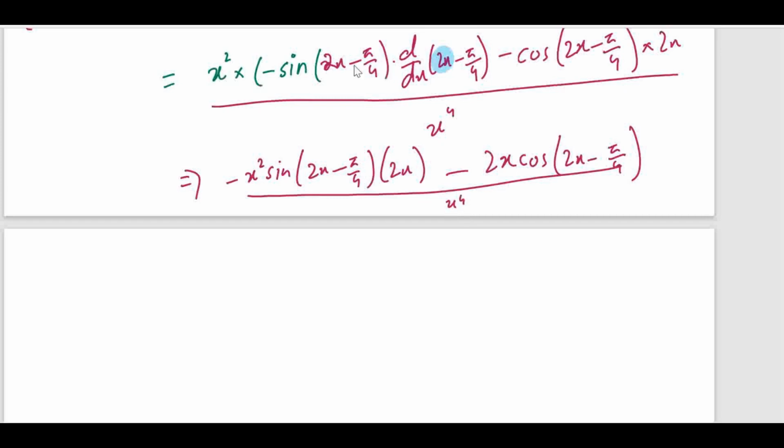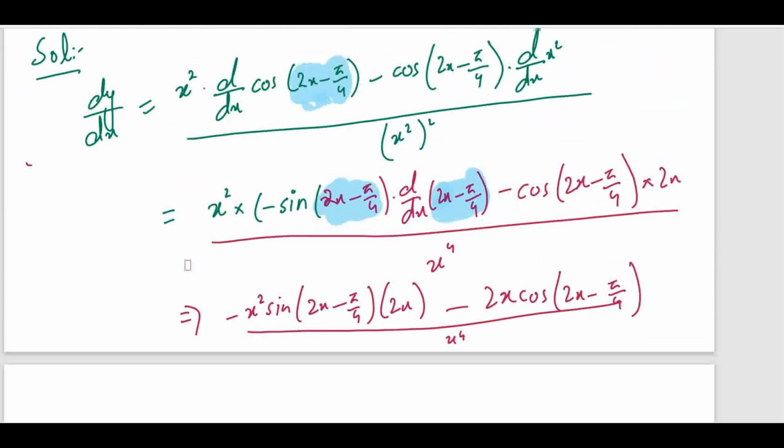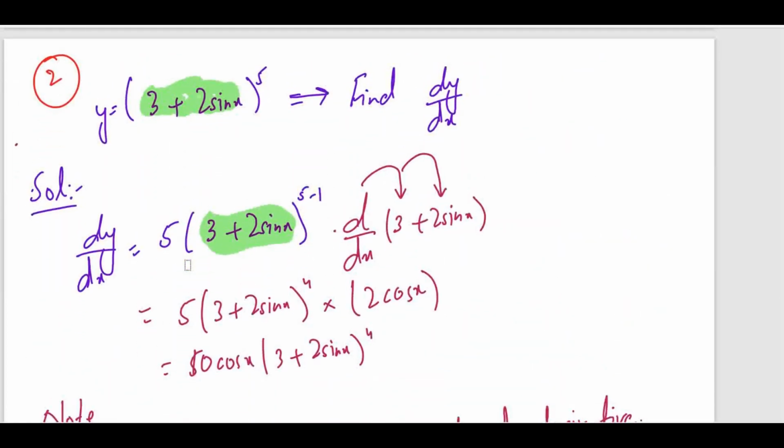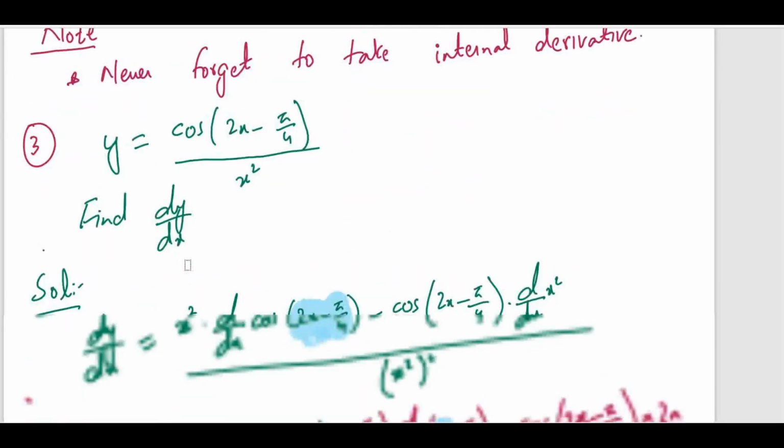We can simplify it further, but right now my main focus was on the internal derivative. For this case you can directly multiply the expression with the coefficient of x whenever you want to take the internal derivative. But keep in mind that your x must be a linear function. If not linear, then you have to take the internal derivative, just like in the previous case. If you do not take the internal derivative, your answer will not be correct.